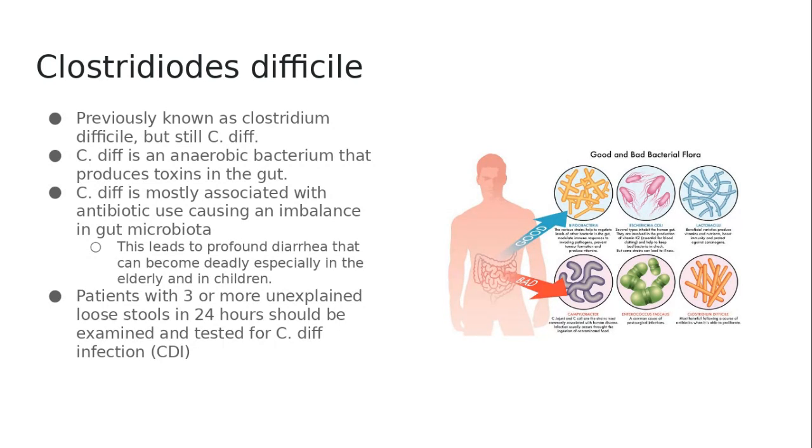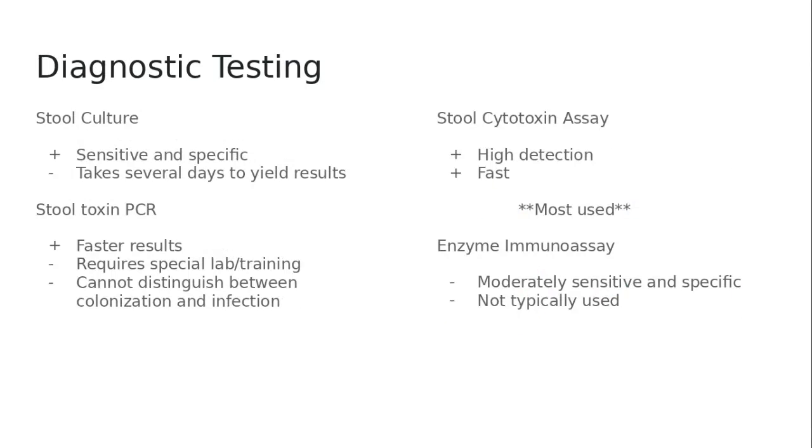It's most commonly associated with a microbiota imbalance. That means that maybe the patient takes antibiotics and it kills whatever they're taking the antibiotics for, but it also kills the good bacteria that keep everything in check in the stomach. That allows the C. diff to grow and grow and grow, which then causes this inflammation and this profound watery diarrhea. You need to have C. diff in the back of your mind when a patient has 3 or more unexplained loose stools in 24 hours, and that would prompt you to do further testing and examination.